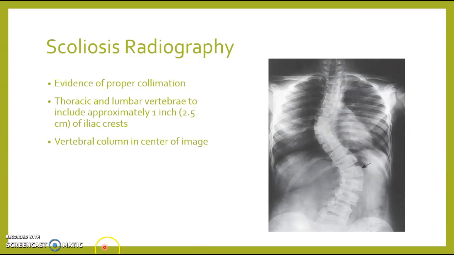For scoliosis radiography, we should see the evidence of collimation. The thoracic and lumbar vertebrae should be included, as well as the iliac crest and the vertebral column. The column is centered to the image receptor.